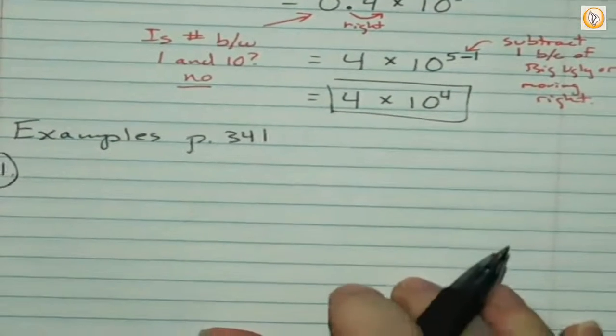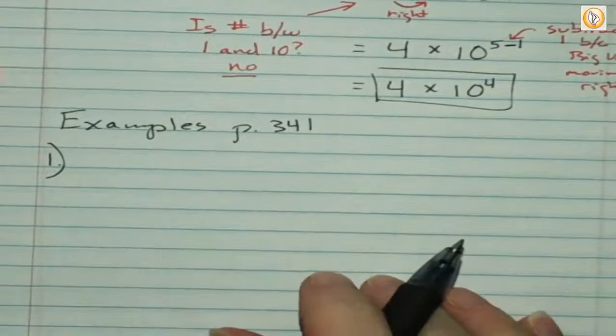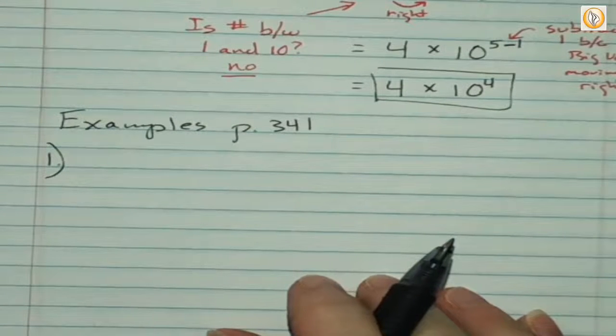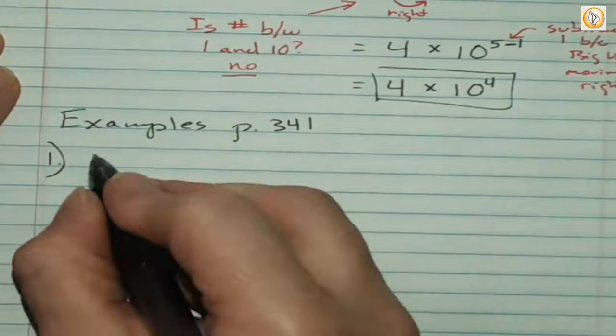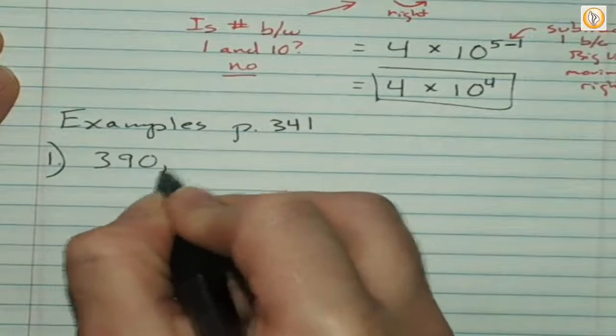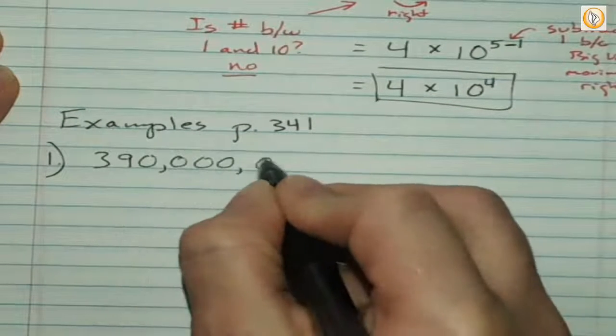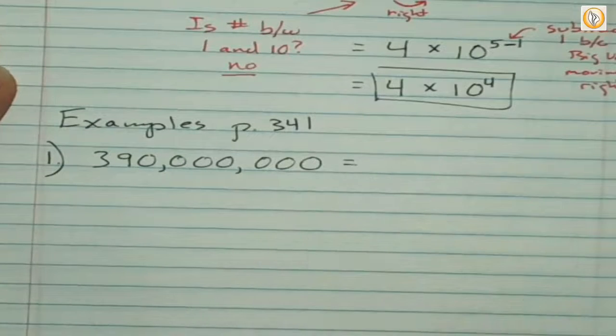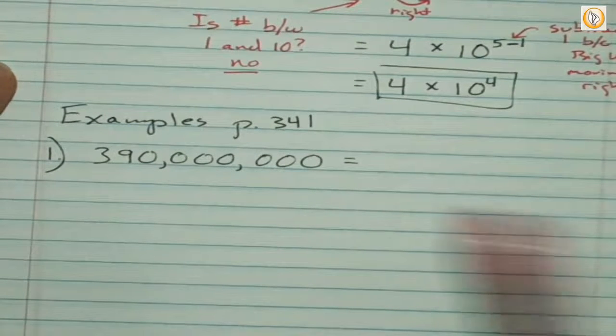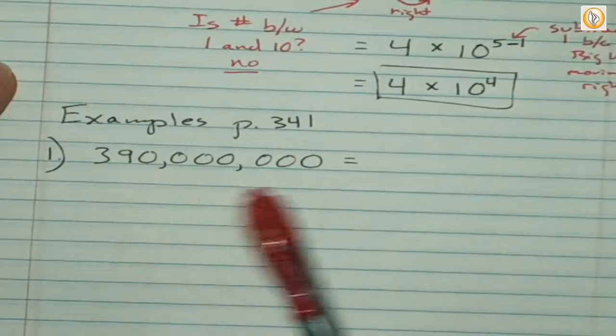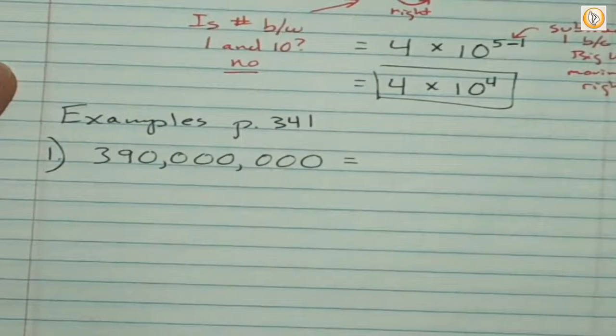Number 1. It says express each number in scientific notation. So they gave us this. Is this big ugly? Well, kind of, but it's a big old whole number, right? It's not really ugly, it's a number.